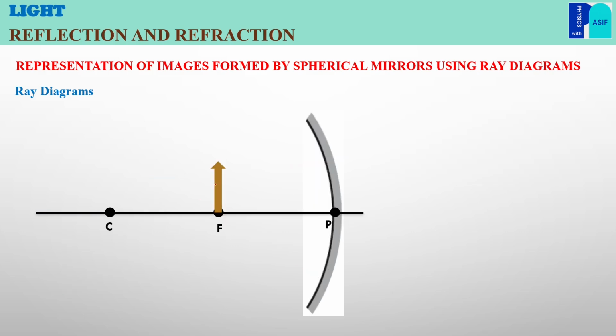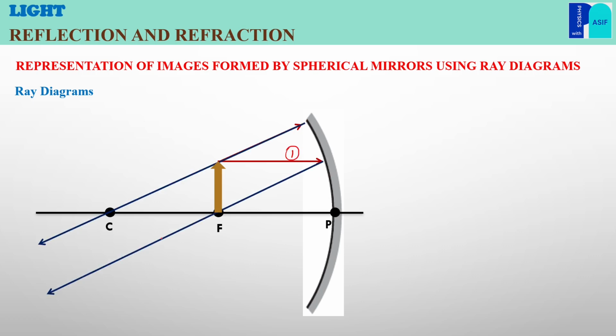So we move the object further and we place it at the principal focus of the concave mirror. And we take two rays. One ray is passing parallel to the principal axis and the second ray appears to be coming from the center of curvature of the concave mirror. So after reflection, the first ray goes through the principal focus of the concave mirror. The second ray retraces its path, that means it goes back in the same direction.